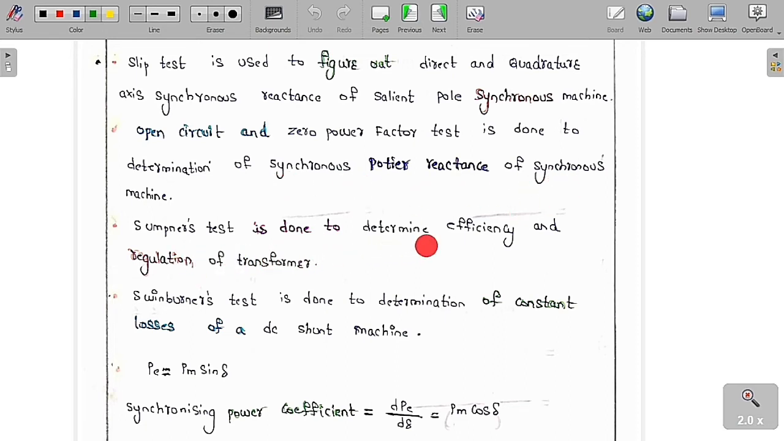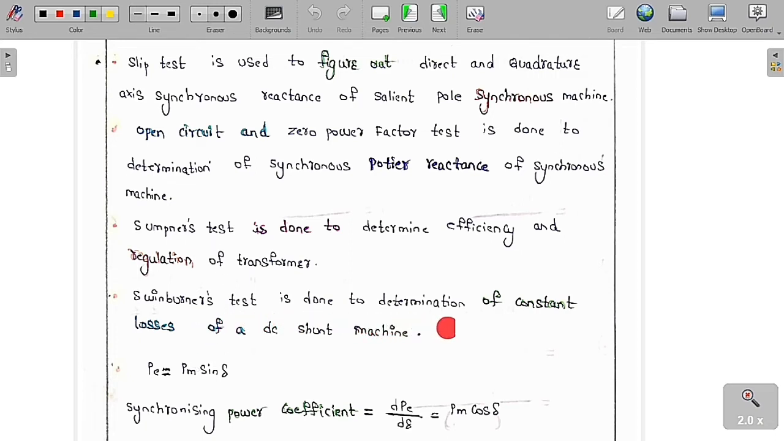The Sumpner test is done to determine the efficiency and the regulation of a transformer. I have already told you the Sumpner test is basically done to figure out the efficiency and regulation of the transformer. How much it can regulate, and for what maximum temperature rise, we can easily figure out with the help of this test. So simply we can say that the Sumpner test is used to figure out the efficiency and the regulation of the transformer, because if you know all the losses and the maximum temperature rise, we can also find the efficiency and the regulation of the transformer.